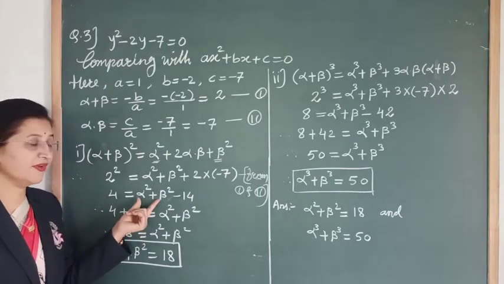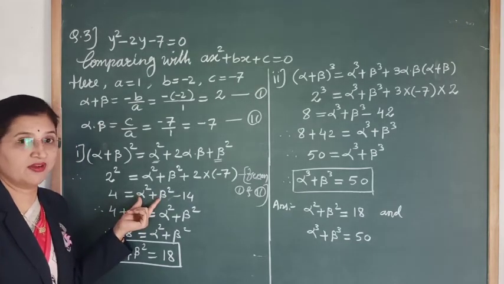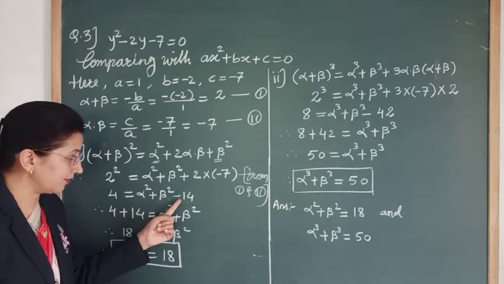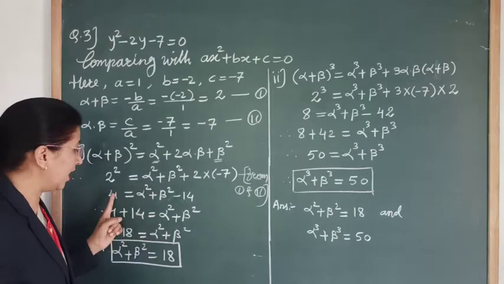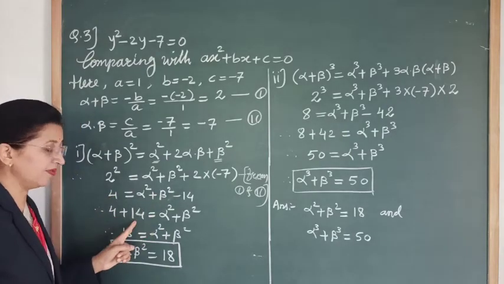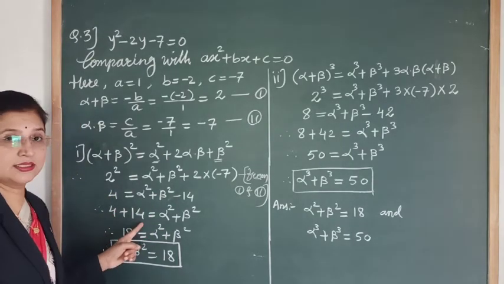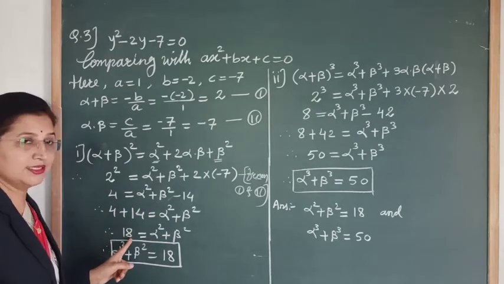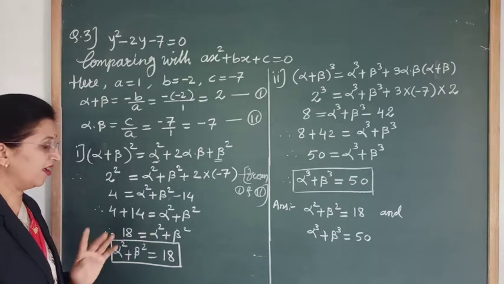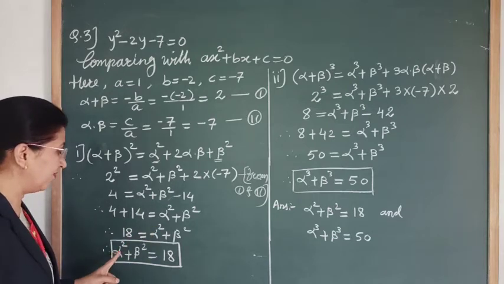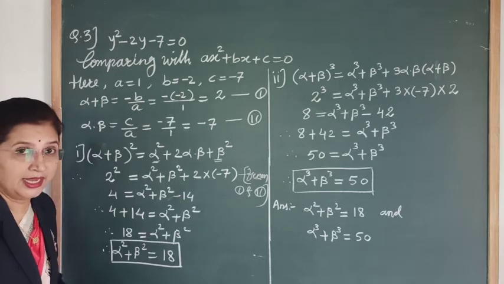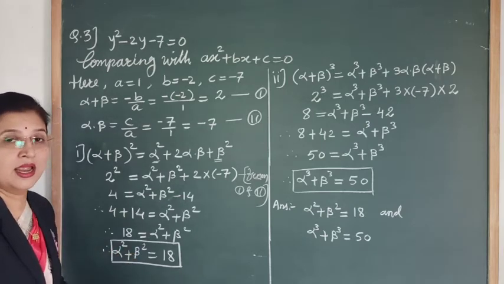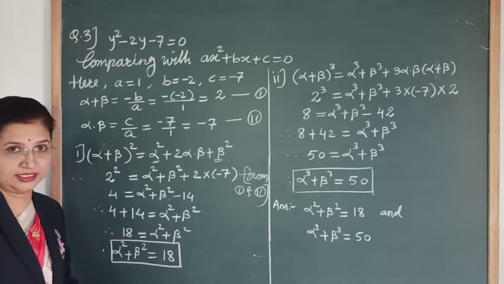As we want to find the value of alpha square plus beta square, let's keep that on the RHS only and transfer this negative 14 to the LHS. As it is negative, it will become positive. So 4 plus 14 is equal to alpha square plus beta square. 4 plus 14 is 18. That's nothing but alpha square plus beta square is equal to 18. In this way we got the value of the first, that is alpha square plus beta square is equal to 18.